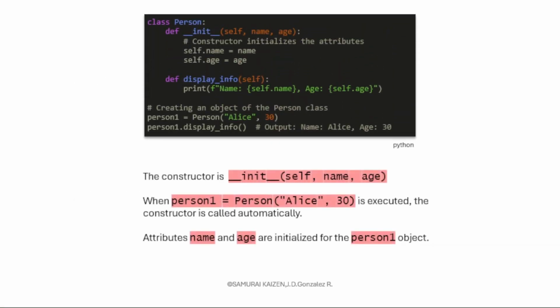Aquí un ejemplo, donde se ve un código en Python, donde el constructor es __init__(self, name, age). So in this case, when person1 = Person("Alice", 30) is executed, the constructor is called automatically. Attributes like name or age are initialized for the person1 object, as can be seen.